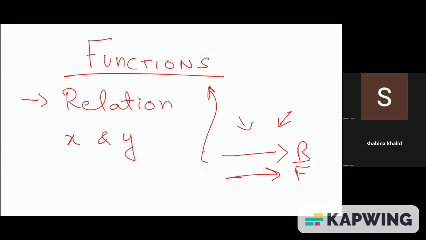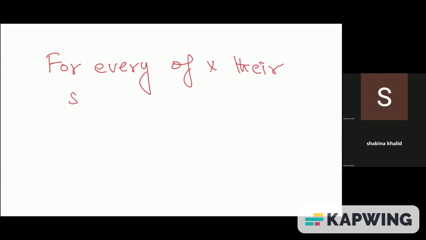And the most important thing for this one is that for every value of x, there should be one y, always. There shouldn't be more than one y. If there is more than one y, it wouldn't be a function.